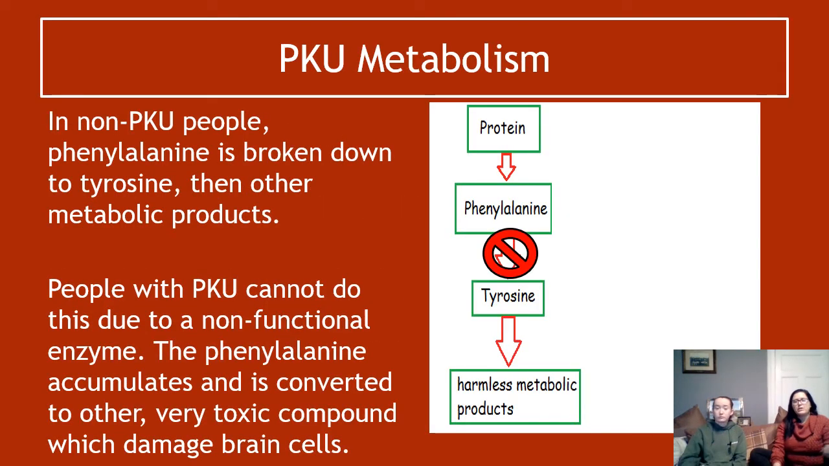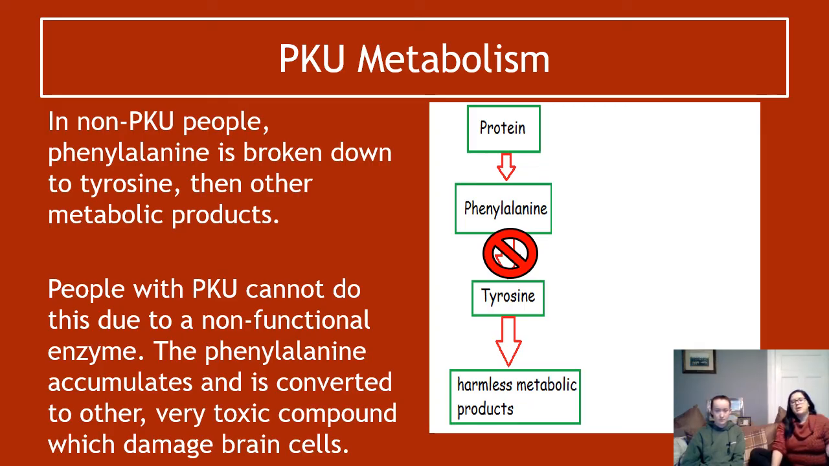Now, for PKU metabolism, this is the way it works. Phenylalanine cannot be broken down, okay? In non-PKU people, it's broken down to tyrosine, then other metabolic products. This is a common question that links back to metabolic pathways. They really like to fling in PKU after covering a metabolic pathway, something to do with protein breakdown.